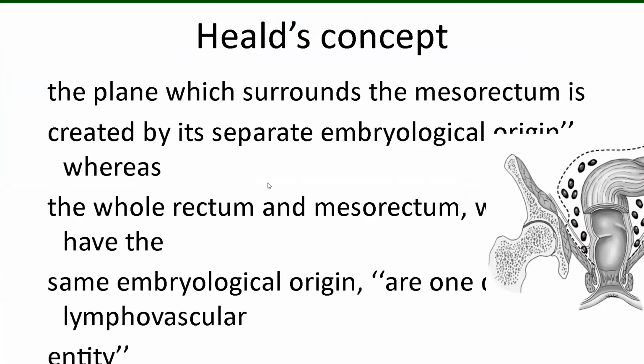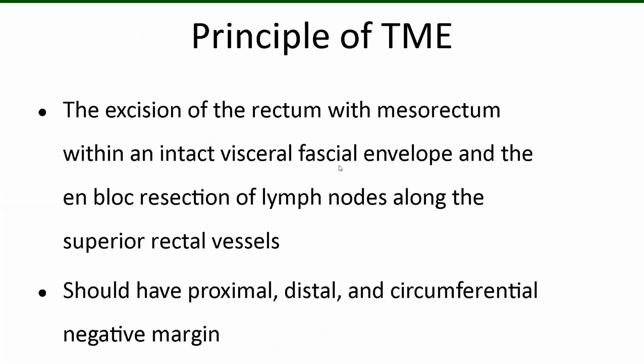That is, the rectum, as we know, is a part of the gut, and it is derived separately from what is seen in the surrounding paired viscera or the parietes. That is, the whole rectum and mesorectum have the same embryological origin and are considered as one lymphovascular entity, whereas the surrounding parietes is a separate entity. This forms the principles of total mesorectal excision.